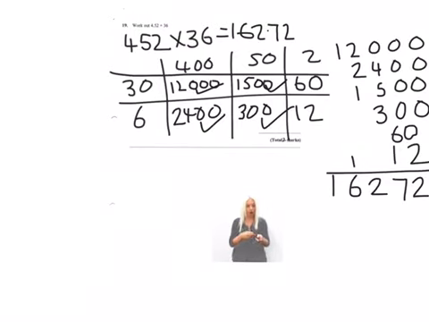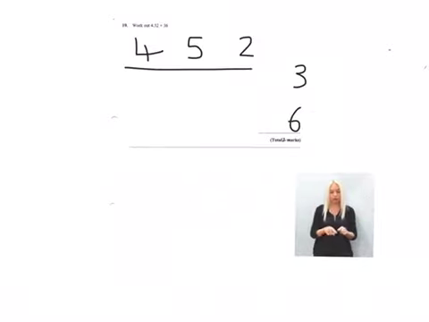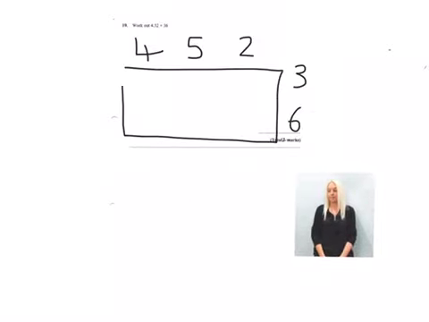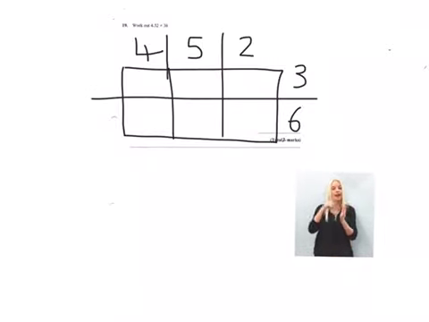So just going to get rid of all that and go on to the next method. So the next method for this is the lattice method, or some like to call it the Chinese grid method. So for this method, 4, 5, 2, and then we've got 3, 6, and you draw in your boxes like so. If you want to extend it up here, you can do. And then put your lattices going diagonally.